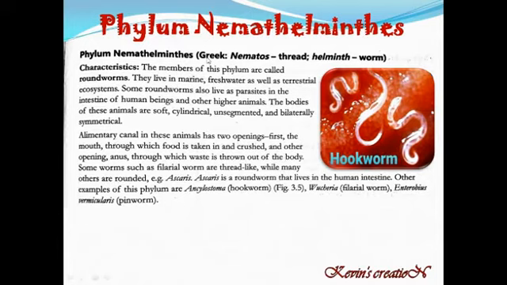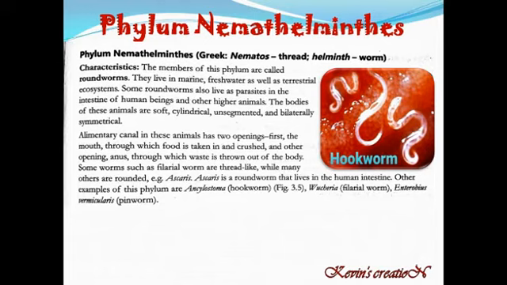It is a Greek word. Two Greek words. Nematos means thread and helminth is worm, you know. So thread worm, a worm which is in the shape of a thread. The members of this phylum are called roundworms. So earlier for Platyhelminthes we gave them the term flatworms. Now these are the roundworms.